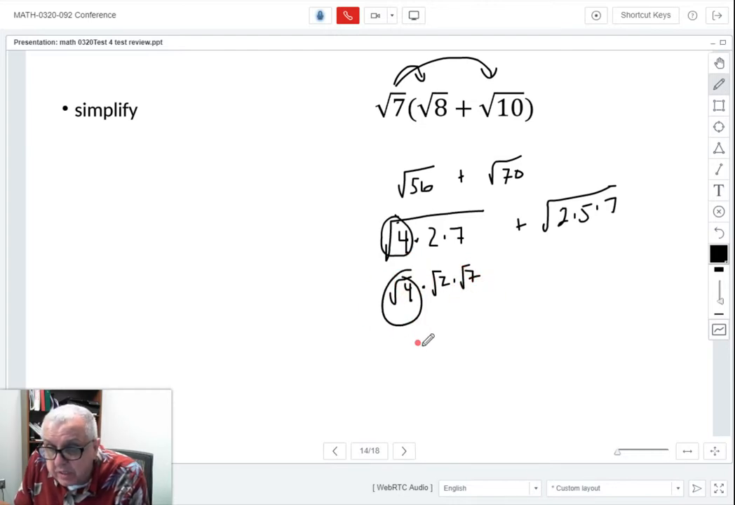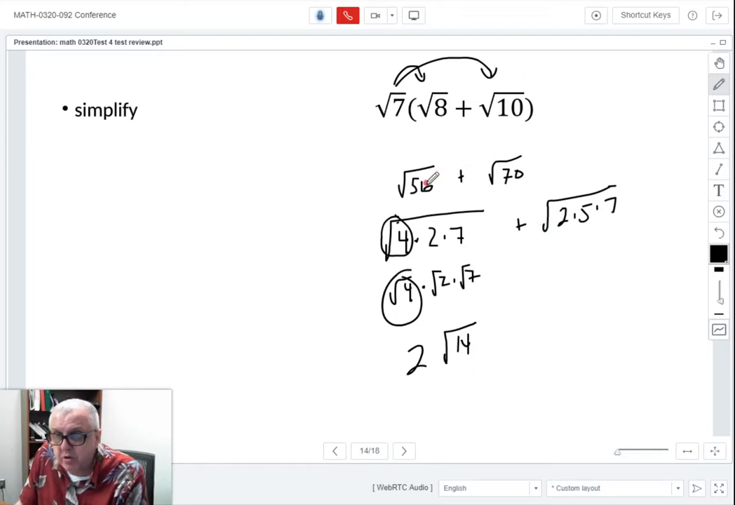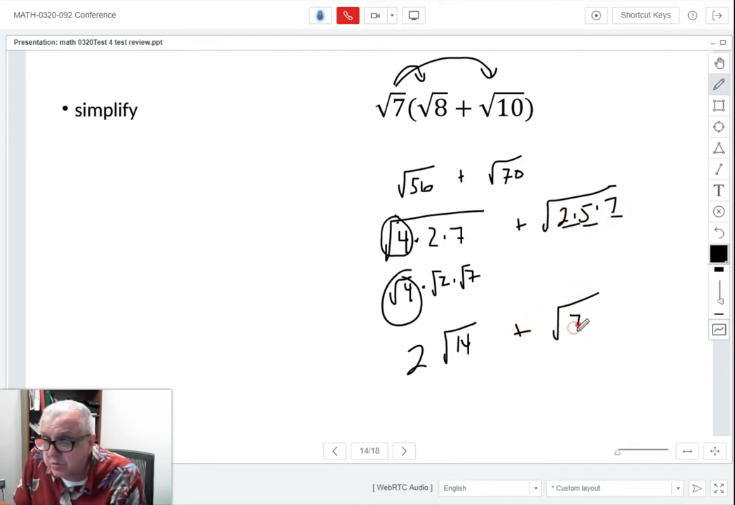And the square root of 4 is 2. You can't take the square root of 2 or square root of 7 and take anything out of there. So we're going to leave that as square root of 14. So we broke 56 down to 4 times 14, which is a square root of 4, which equals 2. And here, I don't have 2 of any same number, so it stays the square root of 70. And nothing pops out of there.